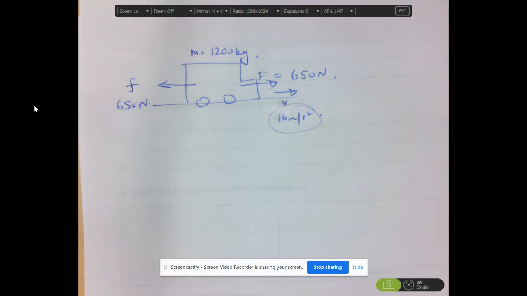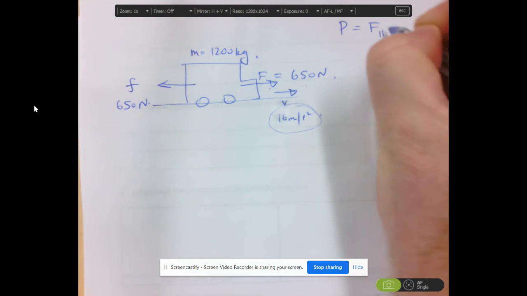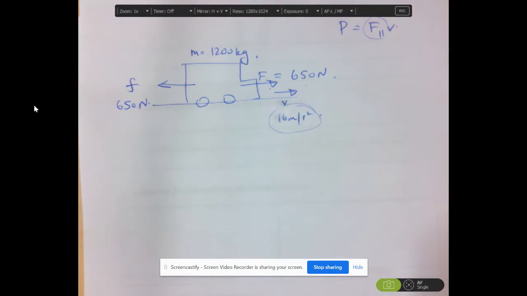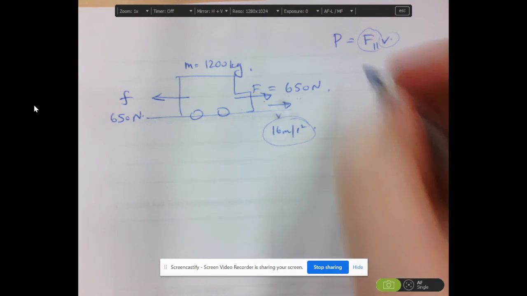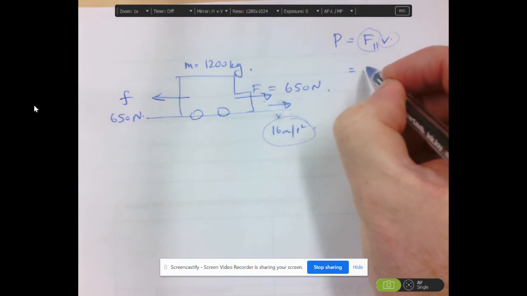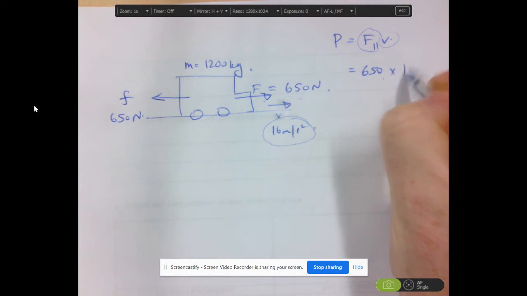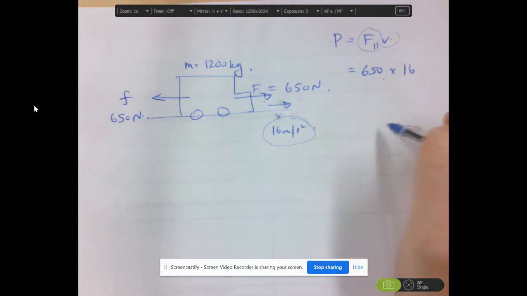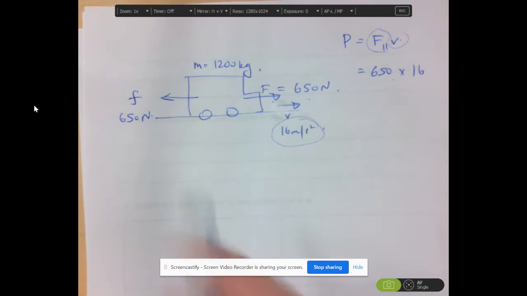Right, so now we've got the F. Remember, power is equal to F parallel to V. We need that value there. So all we've got to do is shove in the numbers. 650 is the forward force, and the velocity is 16 meters per second. You can simply do that calculation yourself. Okay, so that's question 4.